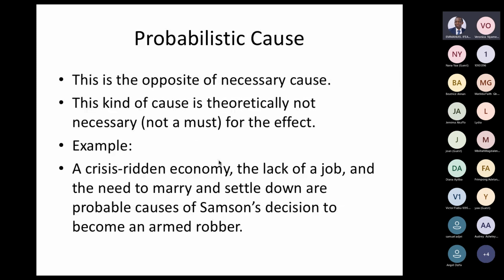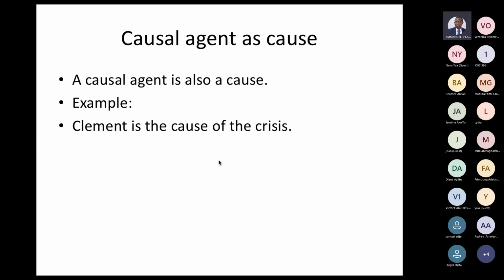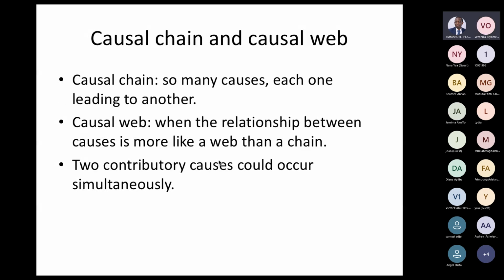Then we have probabilistic cause, which is the opposite of necessary cause, a cause that is not necessary. For instance, it was not necessary for a crisis-ridden economy, the lack of a job, and the need to marry and settle down to lead Samson to become an armed robber. You see. Then we have causal agent, when the cause is a person. Then we have causal chain and causal web. A causal chain is when there is a chain of causes, one leading to the other.